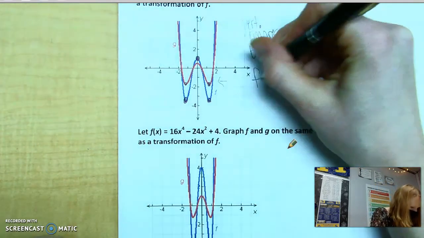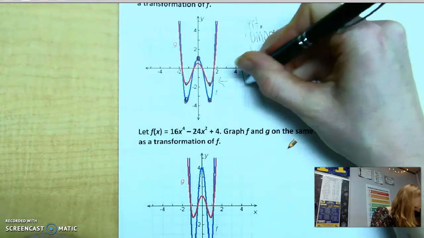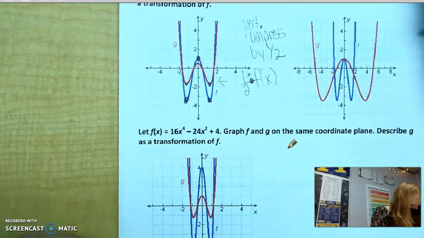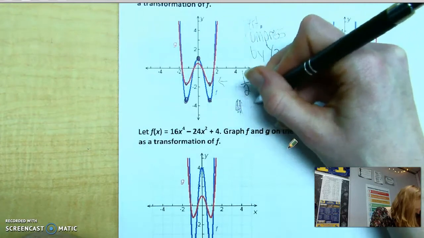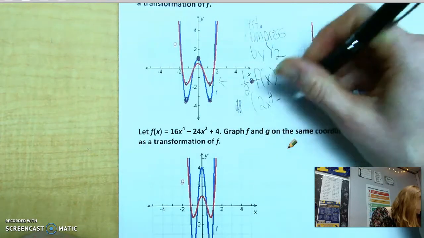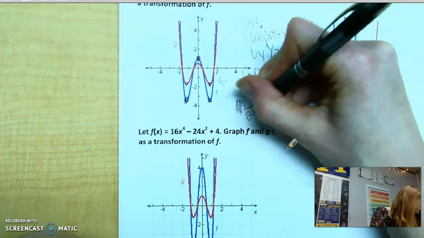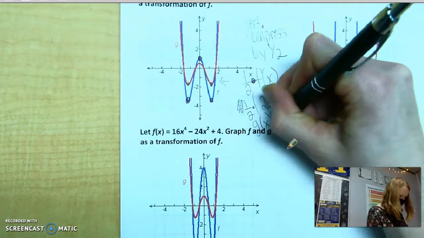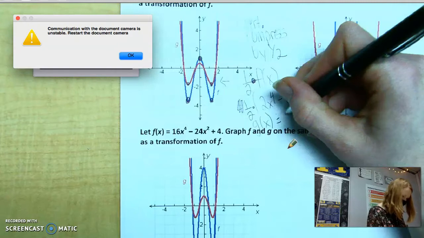So what we have to do with our function, it's got to go on the outside because it's vertical. We're going to have to multiply by that scale factor 1/2. And if we were to actually write that in our function rule, I would take my function, 2x to the 4th minus 6x squared plus 1. I'm taking that function, and on the outside, I'm going to multiply by 1/2. So for my g of x, I should get just 1x to the 4th minus 3x squared plus 1/2.